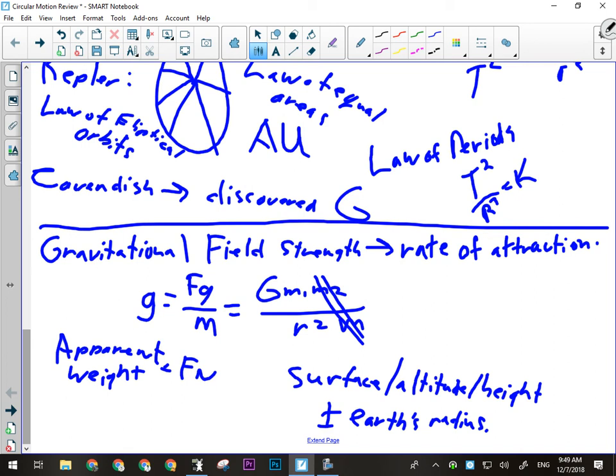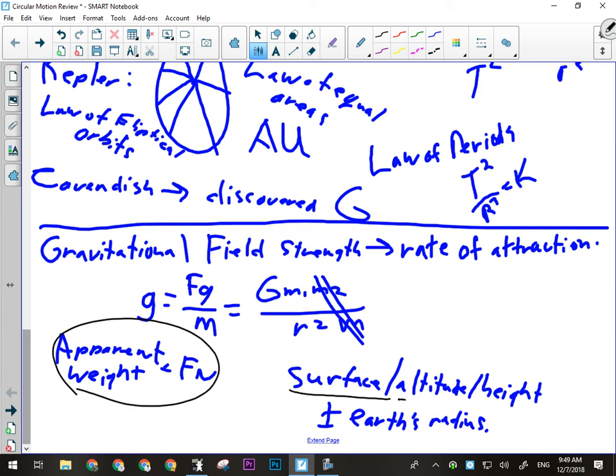All right, so I've written apparent weight is Fn on here twice. I probably use the term apparent weight a lot on the unit exam, I would imagine, since I wrote it on there twice. Okay, so make sure you understand that one. And then remember this, because we just talked about it.